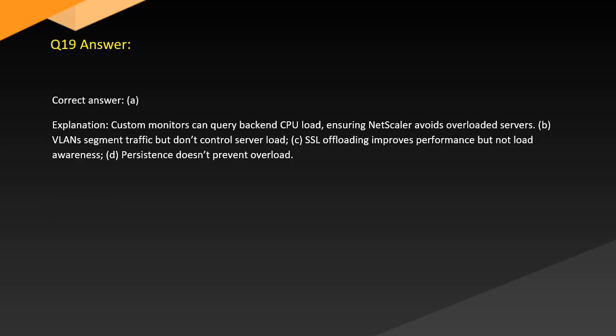Answer. Correct answer: A. Explanation. Custom monitors can query backend CPU load, ensuring NetScaler avoids overloaded servers. B. VLANs segment traffic but don't control server load. C. SSL offloading improves performance but not load awareness. D. Persistence doesn't prevent overload.